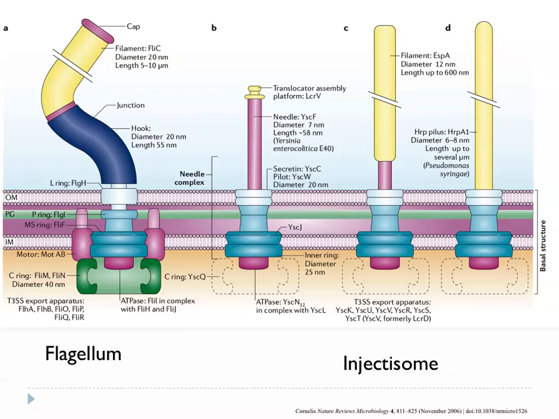So in the simple form you have this so-called needle complex. You have the equivalent of the basal body, then you have a needle coming out from that, extending out from the cell. That needle can be capped by longer filaments, and we'll say more about that in a moment, or in some cases in plant pathogens there seems to be an especially elongated needle which is much longer than we see elsewhere.